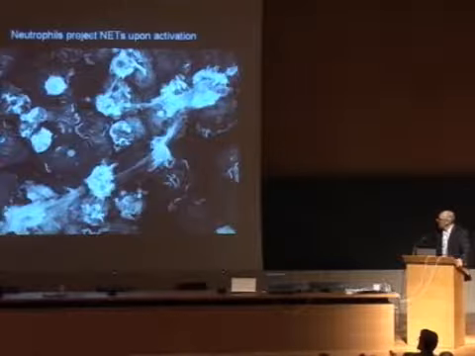These nets are, as far as we know, only made by granulocytes, and that means neutrophils and, other people have shown, mast cells, which are cells that are very closely related to the neutrophil in hematopoietic development. And these nets have an unusual composition.